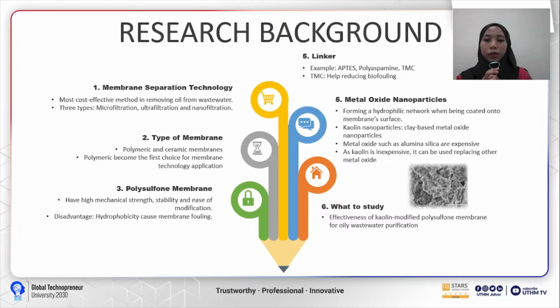There are three types of membrane processes, which are microfiltration, ultrafiltration, and nanofiltration. All three processes have different membrane pore sizes, which will affect the efficiency of the wastewater separation. Nanofiltration has the narrowest pore size compared to microfiltration and ultrafiltration. Microfiltration membrane uses the pore structure to separate the contaminants, oil and water from oily wastewater based on size exclusion.